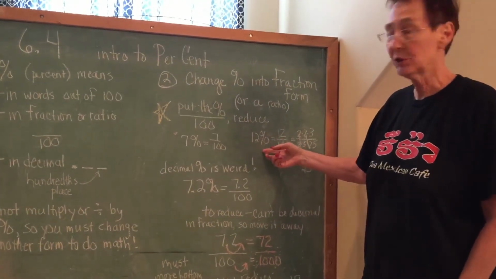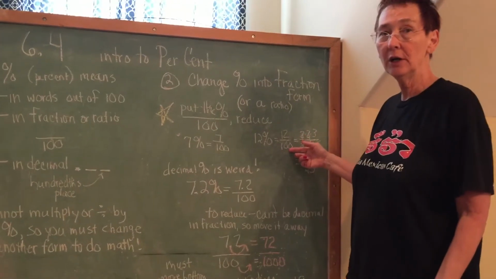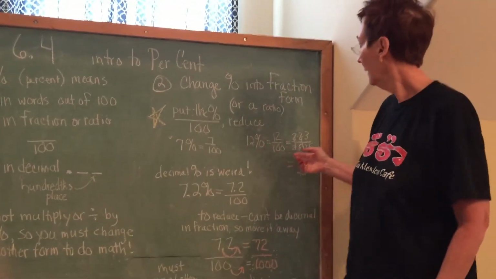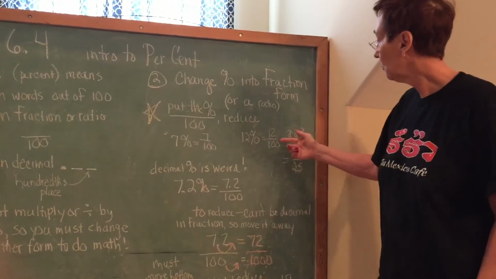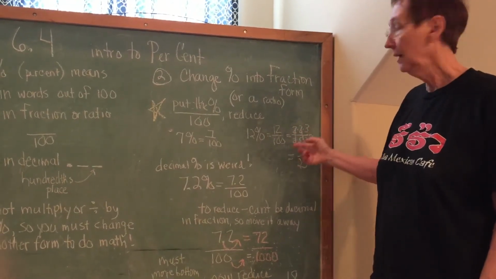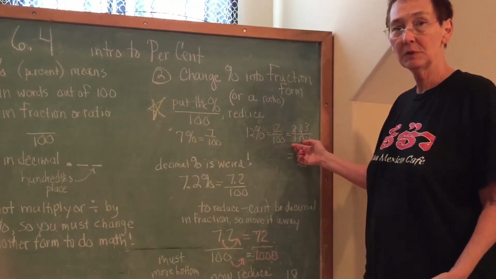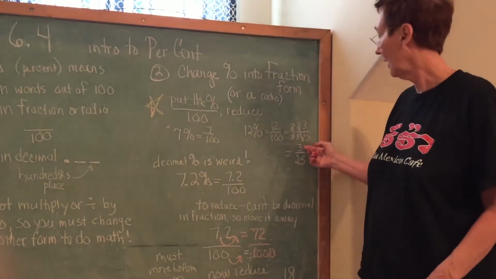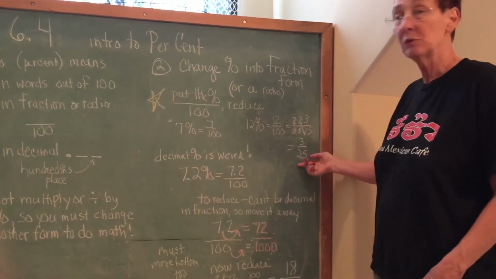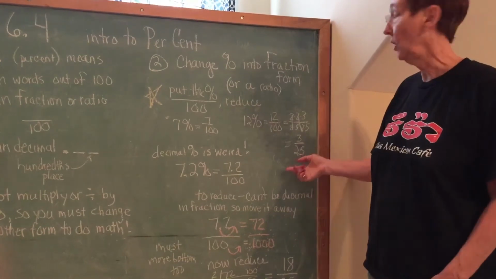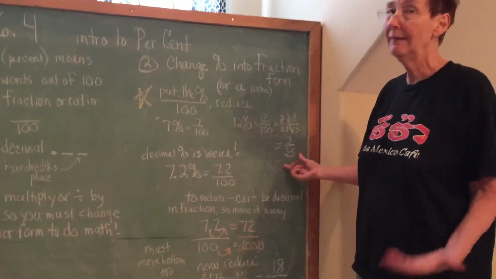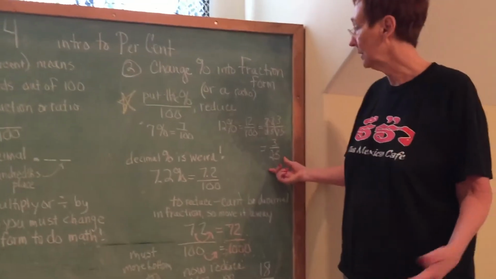If I had 12%, I would put 12 over 100, and then I would have to reduce it. I've prime factored. 12 is 2 times 2 times 3. 100 is 10, 2 times 5, times 10, 2 times 5. Cancel, and then I would reduce it to 3/25. So change it into it over 100, and then reduce it whatever way you want.